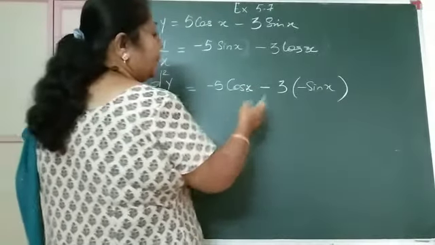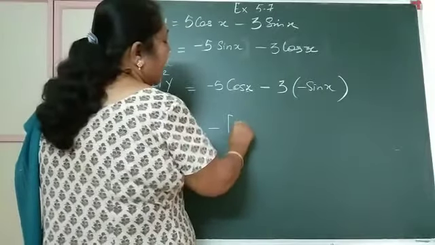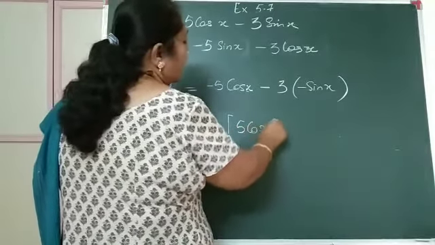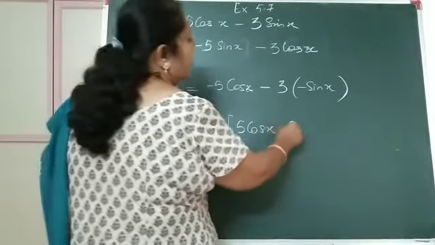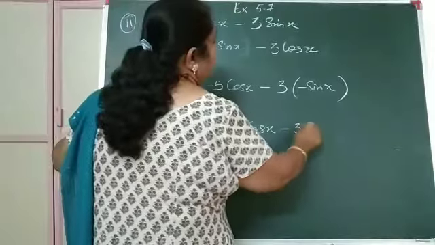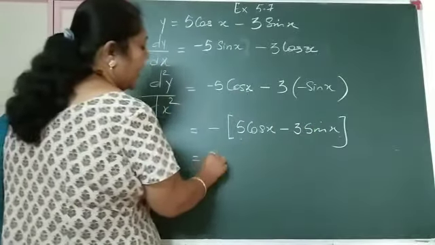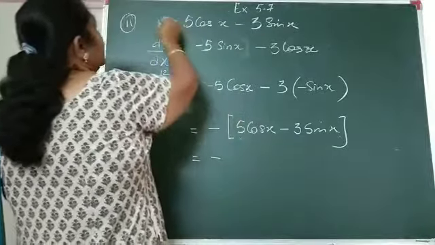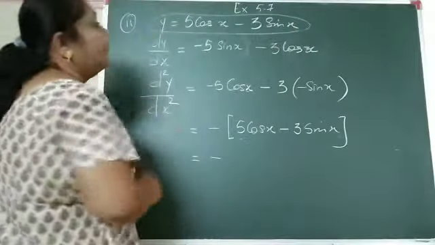Now, suppose I remove this minus sign outside as common, I have inside 5 cos x. I have 2 minus signs. One I removed outside and one will remain inside. Minus 3 into sine of x. So, I have minus. Now, just to see, this is your term y. This is your term y.